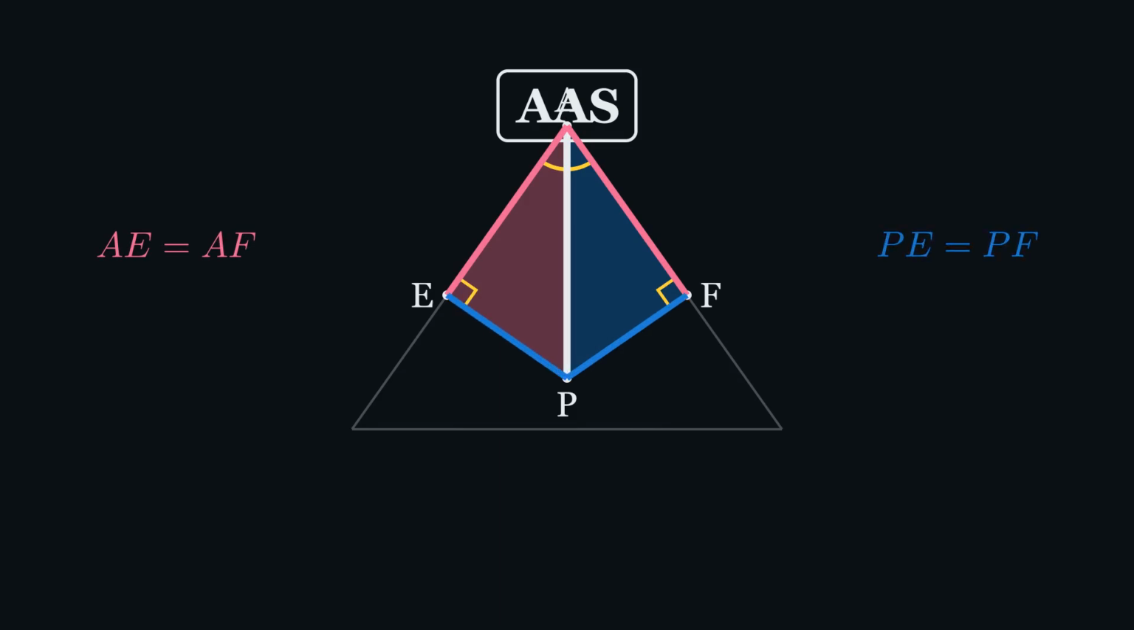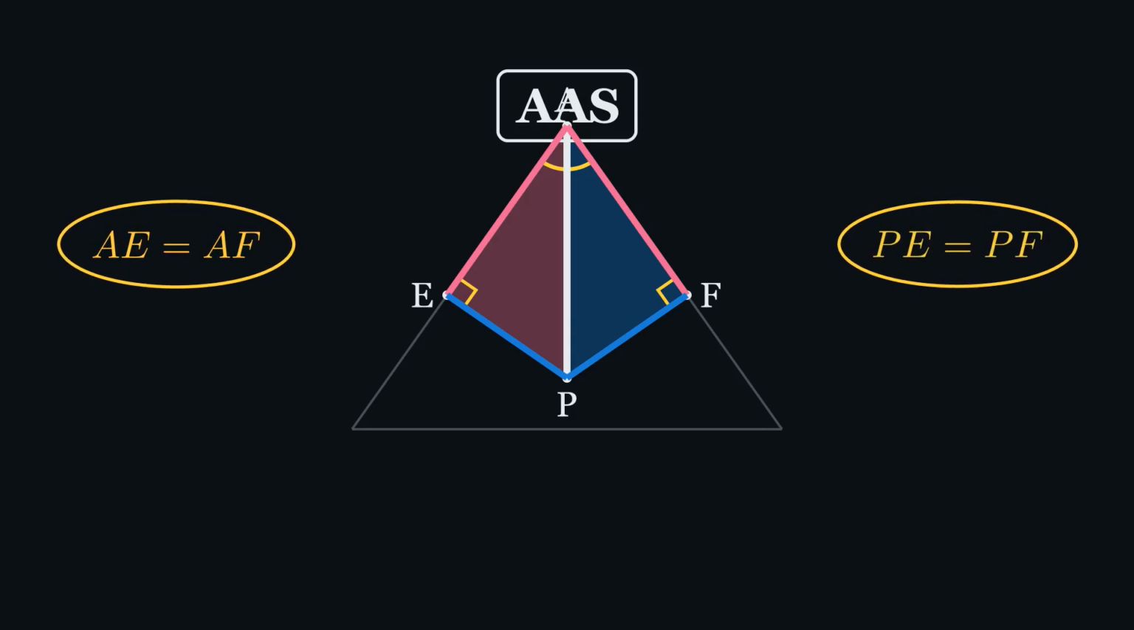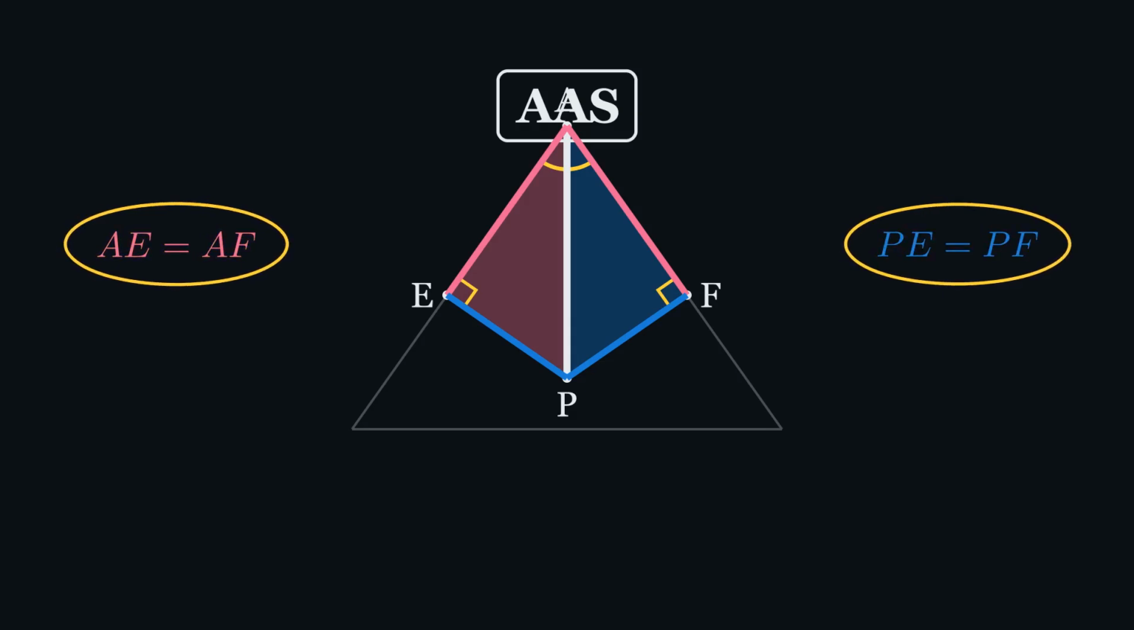Full stop. And when triangles are congruent, all their matching parts are equal. So I get two facts for free. AE equals AF, the top pieces of the two sides match. And PE equals PF, the two little drop segments match. Both true, both airtight. I'm circling them. We'll need them both. On to the next pair.